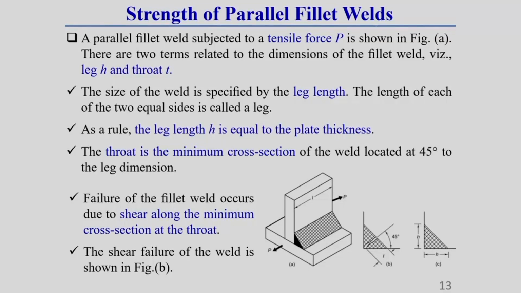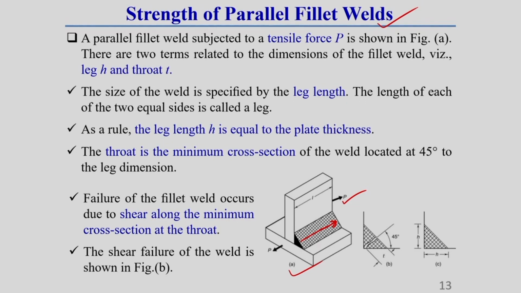Now, we will discuss the strength of parallel fillet weld. A parallel fillet weld, as I have already told you, is subjected to a force, which you can see in this figure A, generally parallel to the direction of the length of the weld. This is the length of the weld. So, here the load is also parallel to the length of the weld. This you should keep in mind. This is called a parallel fillet weld joint.